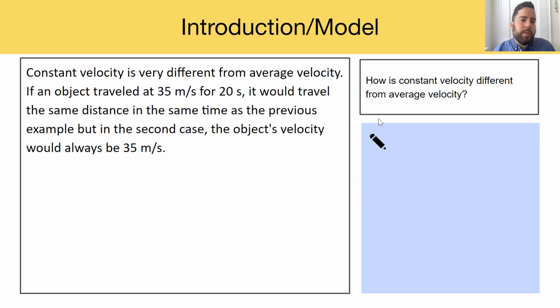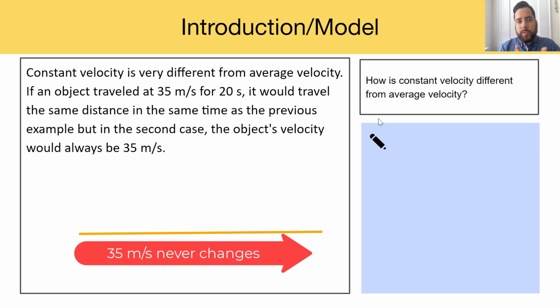So you may have mentioned in the previous problem the difference between constant and average velocity. So constant velocity is very different from average velocity. Going back to the example in the last slide, if that object travels at 35 meters per second over the duration of the entire length of time, so that entire trip was 20 seconds, if that object travels at 35 meters per second for that entire duration, that is your constant velocity, right? The velocity was constant at 35 meters per second.